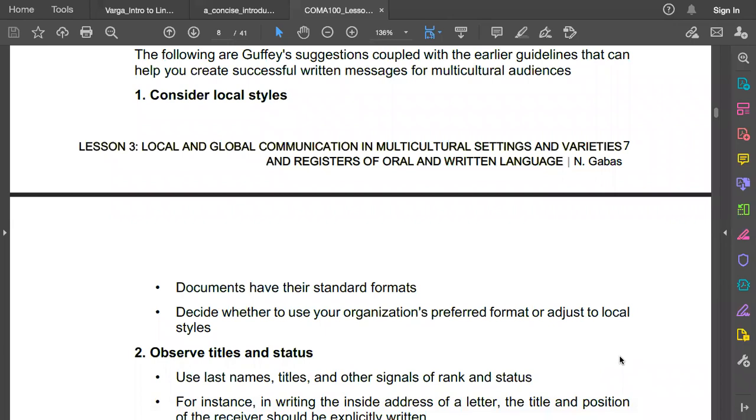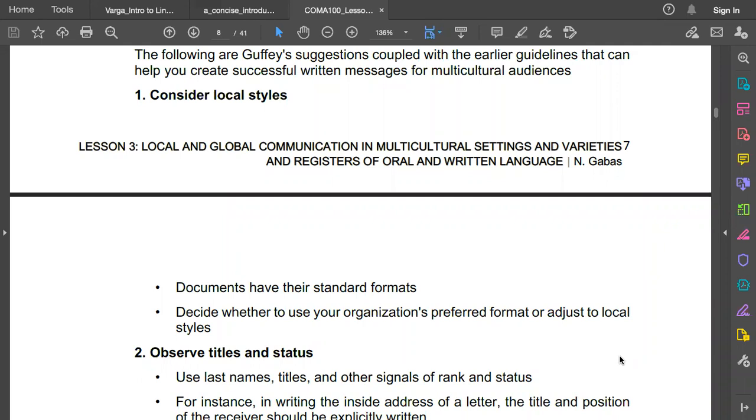We practice the block, semi-block type of writing. So documents you should follow their standard format or the local format so that they would recognize if it's a formal letter or something like a casual letter. Usually they would recognize that it is a letter for business, or a letter that should be taken seriously, if it follows their format. Decide whether to use your organization's preferred format or adjust to local formats.